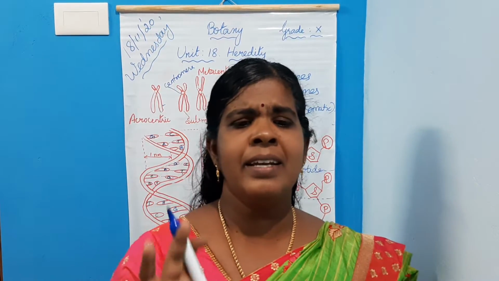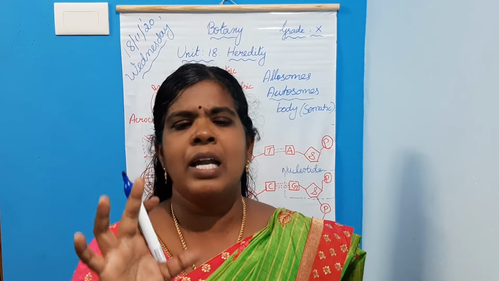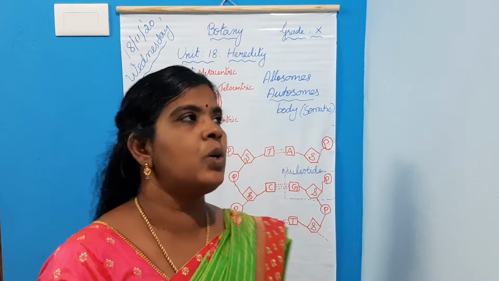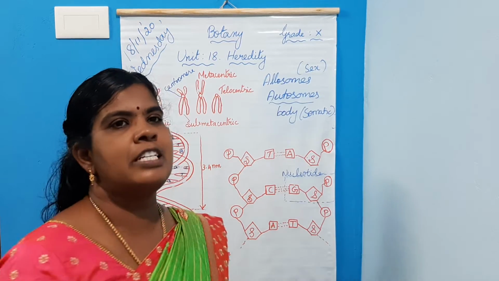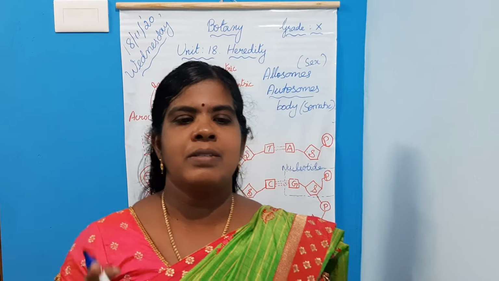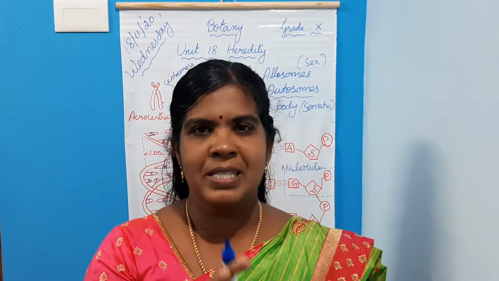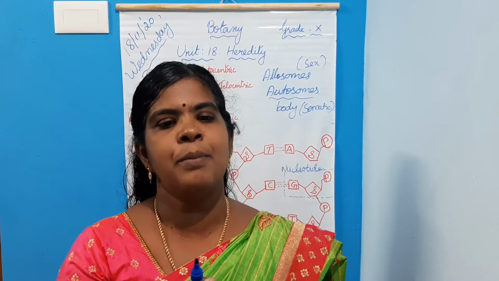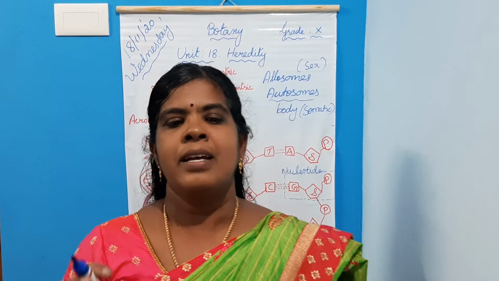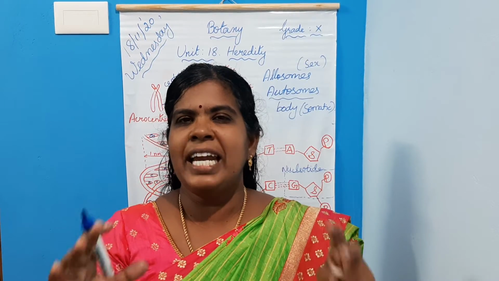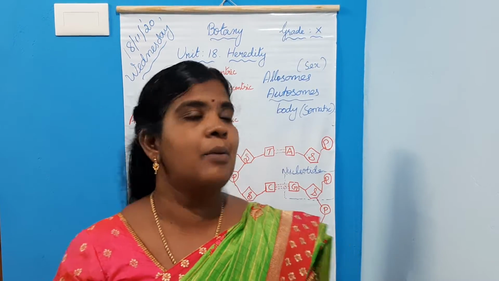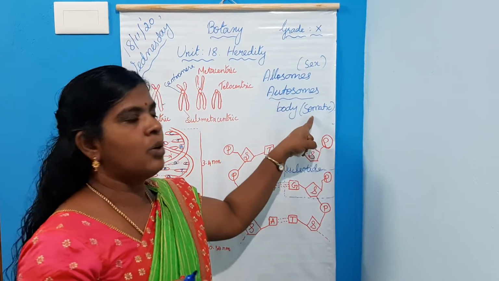Then allosomes. Allosomes are the sex chromosomes, or they are termed as heterochromosomes. Allosomes determine the sex of an organism. So what about autosomes? Autosomes contain the genes that determine the somatic characters. Male and female all have the same or equal number of autosomes in their body. It is also called somatic chromosomes.